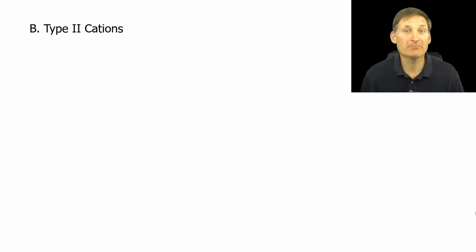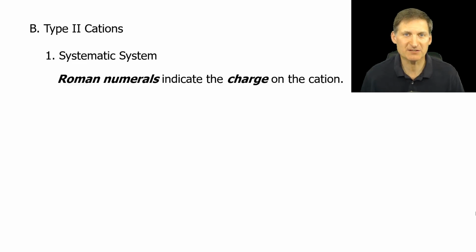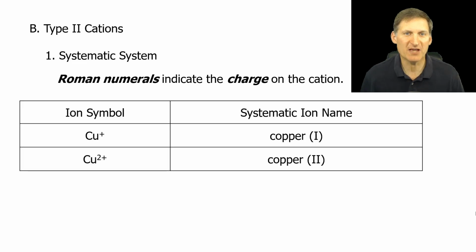Now on to type 2 cations. Since these cations have multiple charges, we need naming rules that indicate which charge we're dealing with. There are two ways of doing this. The first we'll call the systematic system, and for this, Roman numerals are used to indicate the charge. For example, we've already seen that copper can be +1 or +2. Well, the +1 ion is called copper(I).